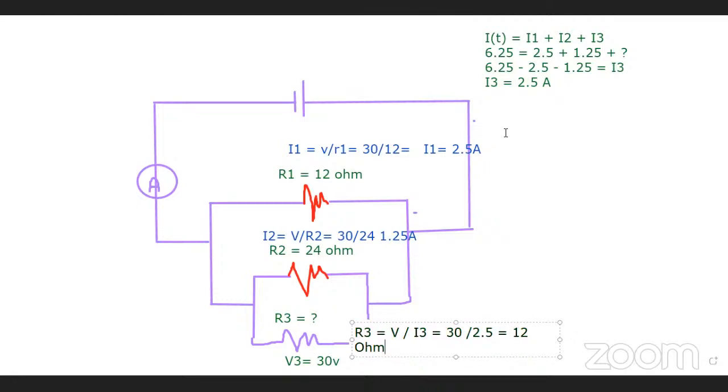Good. So we are going to use 1 over RT is equal to 1 over R1 plus 1 over R2 plus 1 over R3. We have the values of all the resistances here, so we just have to substitute the values. Fine. So let's do it. Let's copy paste it.